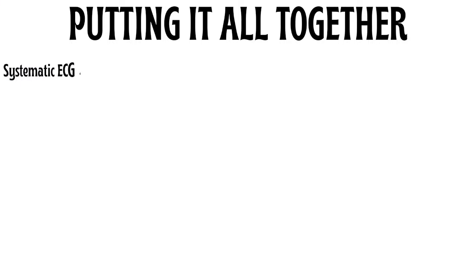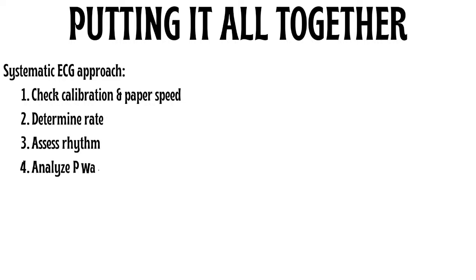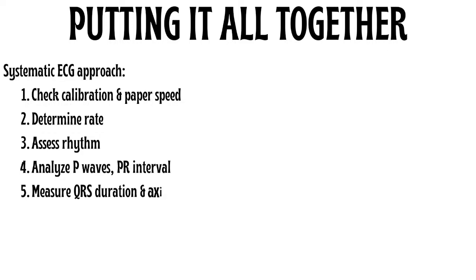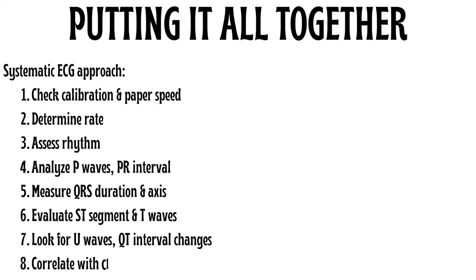A systematic ECG approach includes: 1. Verify calibration and speed. 2. Determine rate. 3. Assess rhythm. 4. Evaluate P wave and PR interval. 5. Measure QRS duration and axis. 6. Review ST segments and T waves. 7. Check U waves and QT interval. 8. Correlate findings with clinical presentation.